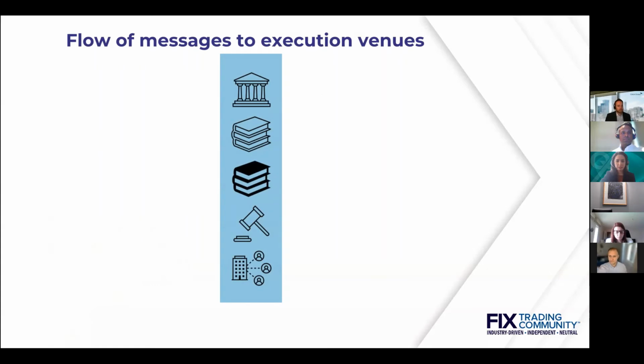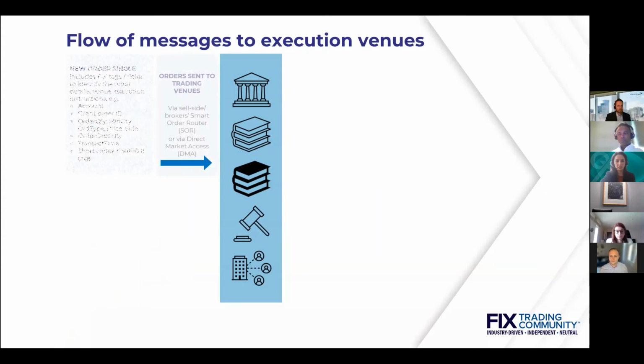So here in the center of this slide, you'll see some icons representing examples of those execution venues: exchanges, lit books, dark books, and so on. Messages, including orders, modifies, and cancels, are sent by the trading firms or via DMA, direct market access, to the execution venues of their choice.